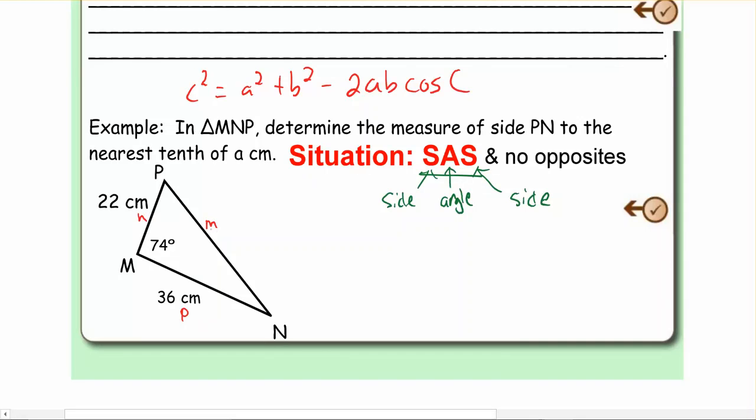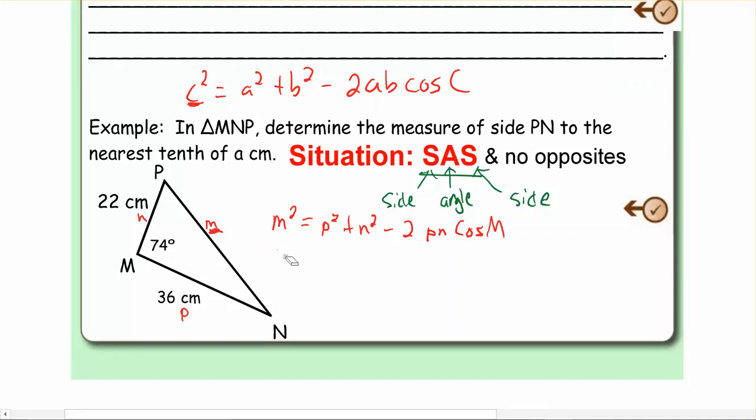So if I'm looking for side lowercase m, let's just call that our c. So I'm going to rewrite this as m squared is equal to, and it doesn't matter if I go n squared or p squared first, just one of the two. So I'll go p squared plus n squared minus 2, and now again just p and n, and then the cosine is always going to be the cosine of the letter that I'm looking for, the uppercase one, right? So cosine M. And that's it. Now we just have to fill it in.